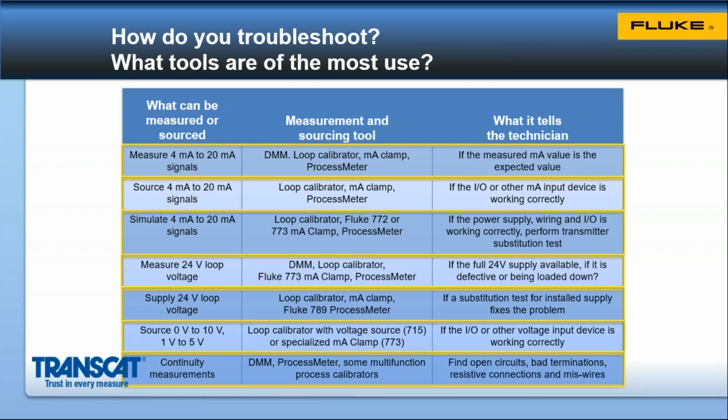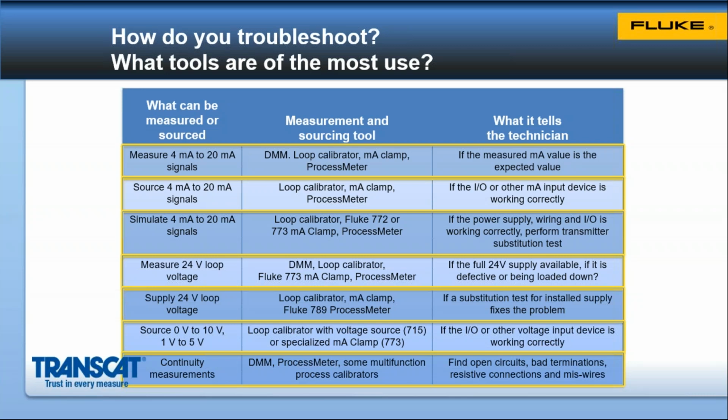Being able to source 0 to 10 volts DC or 1 to 5 volts DC is a very useful function for many loops. Some loop calibrators have a voltage source built into them. Our example, the 715. Not all loop calibrators do have a voltage source built in. So if you need a voltage source built into your loop calibrator for troubleshooting, be sure to identify a loop calibrator that adds this function, because it's not a standard function in all loop calibrators. A couple of examples, the Fluke 715 and our milliamp clamp, the 773, have a DC voltage source built in.